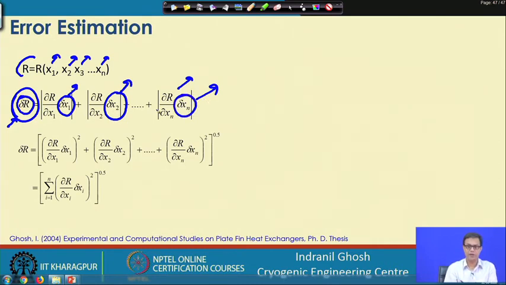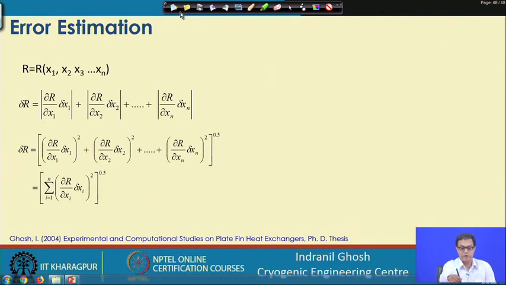But another estimate of this error is given by this relation by Moffat and others. So, this is how we estimate the random error associated with any kind of measurement.